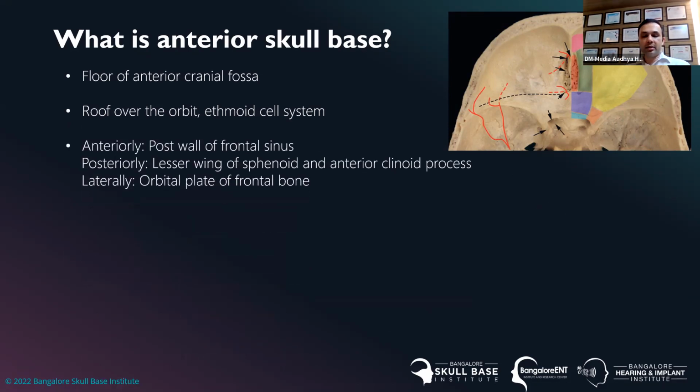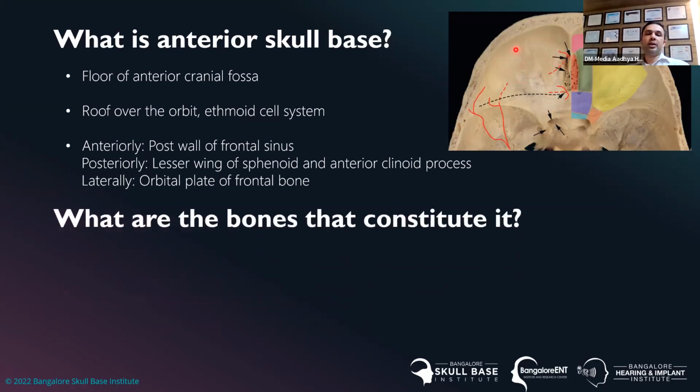When you talk about the boundaries anatomically, anteriorly it's related to the posterior wall of the frontal sinus. Posteriorly, it is the lesser wing of the sphenoid along with the anterior clinoid processes. And laterally, it is the orbital plate of the frontal bone. So that is it about anterior skull base. So what are the bones that constitute it? There are three important bones. You have the frontal, the ethmoid, and the sphenoid bone.